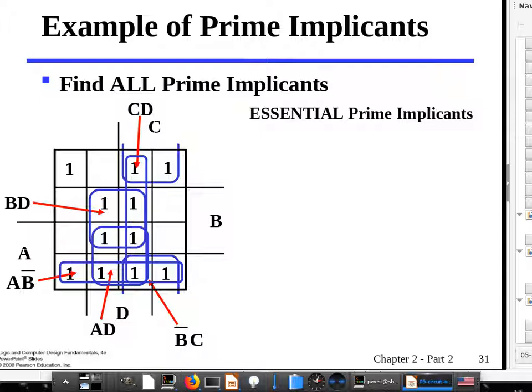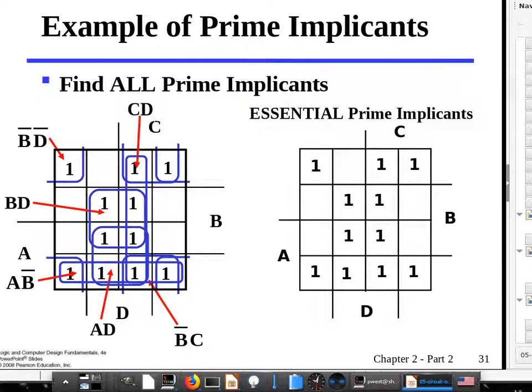You probably didn't see that at first. But do remember that you can jump across the boundaries. You have to think of this almost as a globe that wraps around. And the corners are as well. All right, everyone see that those are prime implicates here? Those are the largest squares you can get. So the next question is, what are the essential ones?